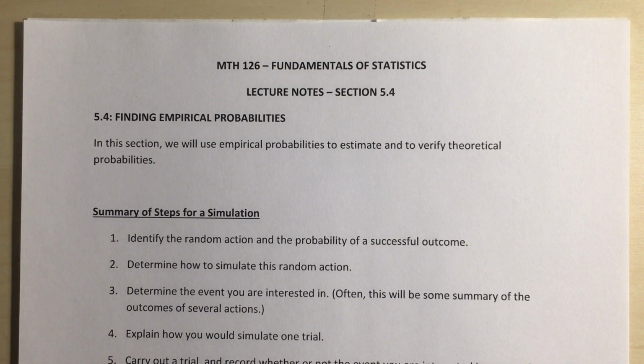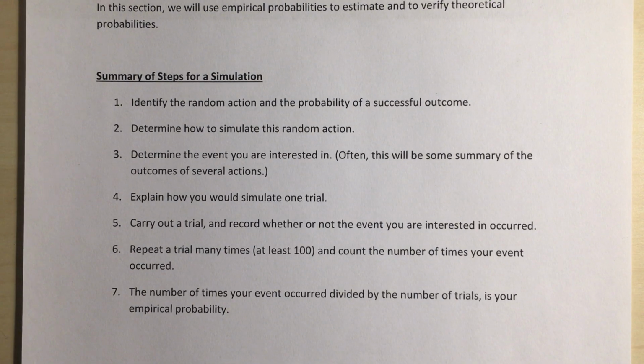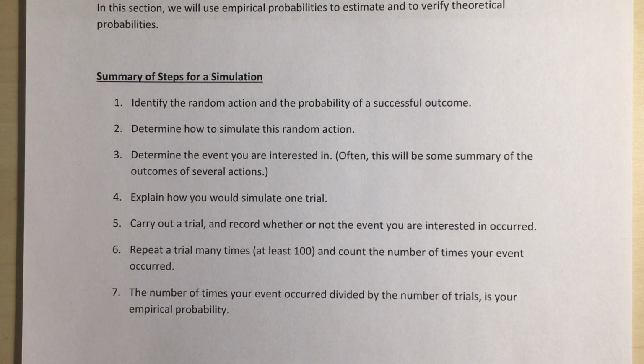So if we were to set up a simulation, what we see here is a list of 7 steps. Step 1, identify the random action and the probability of a successful outcome. Step 2, determine how we're going to simulate this random action. Step 3, determine the event we are interested in. Number 4, explain how you would simulate one trial. Number 5, carry out a trial and record whether or not the event you are interested in occurred. Number 6, repeat this trial many times.